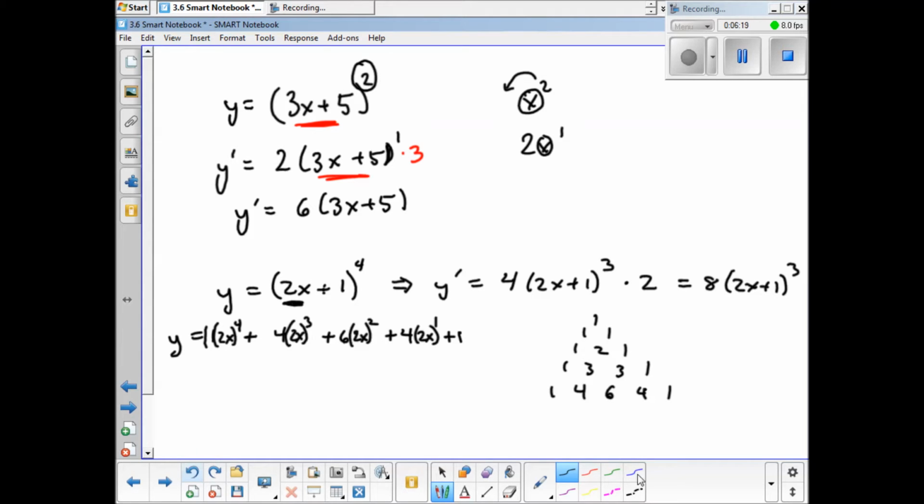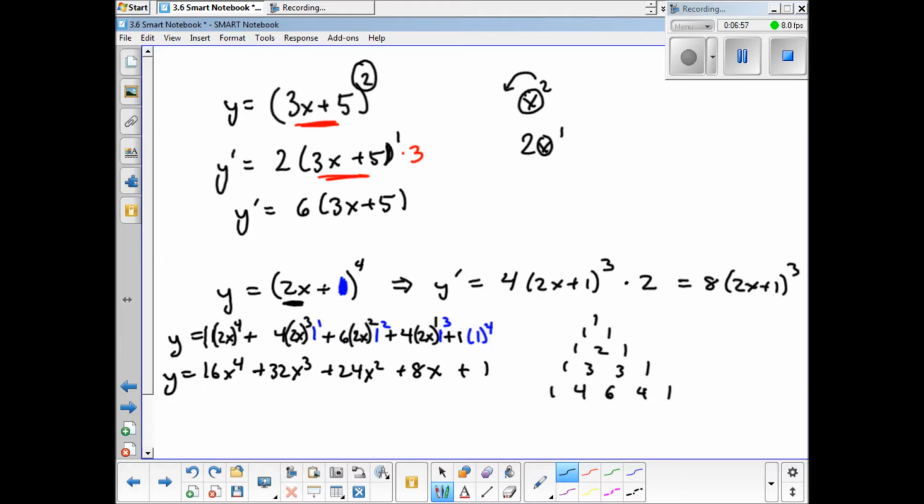Okay, and then working backwards, starting with this 1, we work backwards. We're putting in a 1 to the fourth at the end, right? A 1 to the third here, and a 1 squared there, and a 1 to the first, and then we do not have any 1s on the leading term. Okay, so all of this turns out to equal y = 16x^4 plus, and then we have an 8 times 4, so 32x^3 plus, and then we have a 4 times 6, which is 24x^2 plus, and then we have 8x + 1.